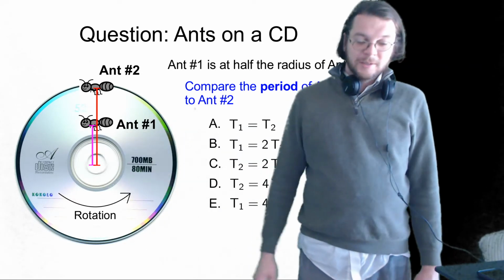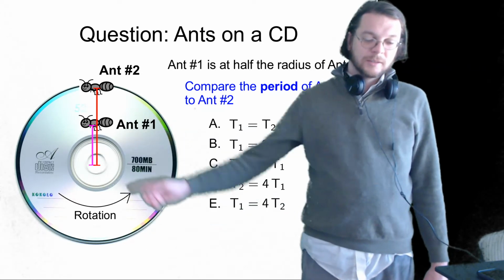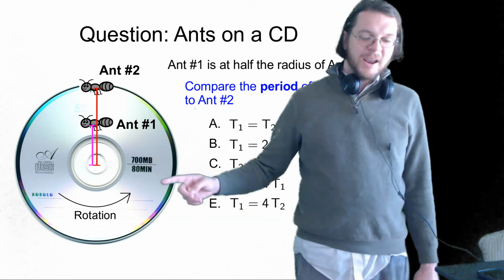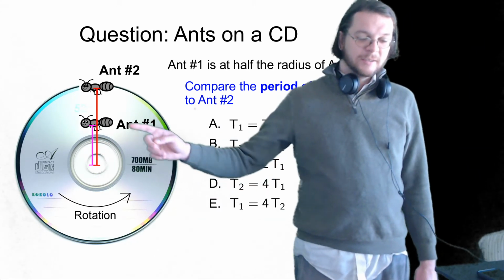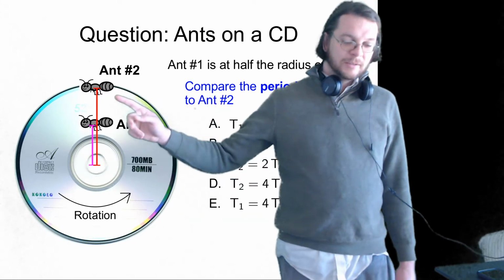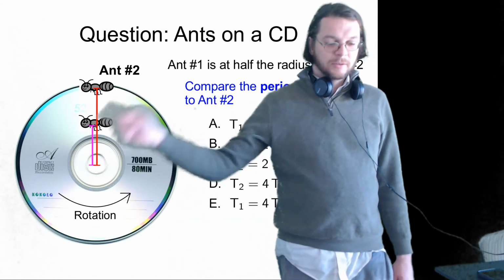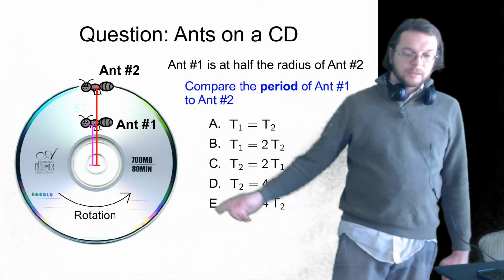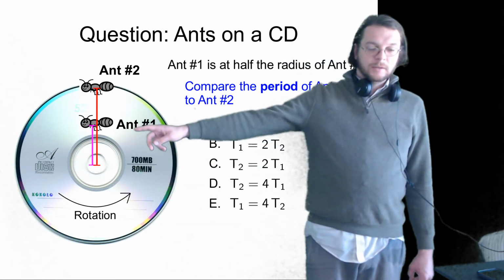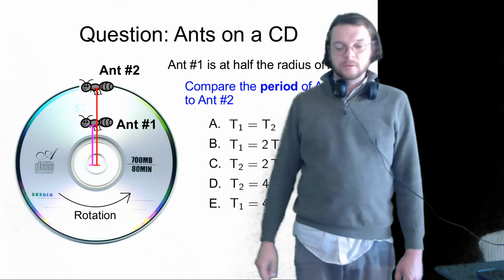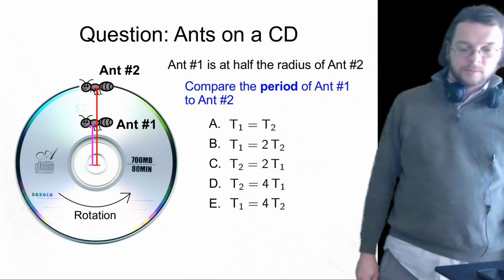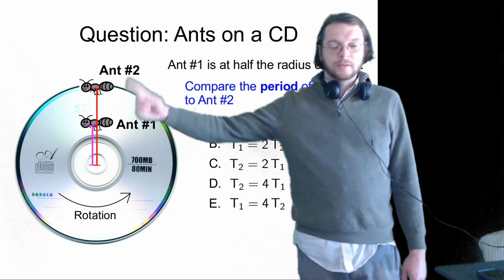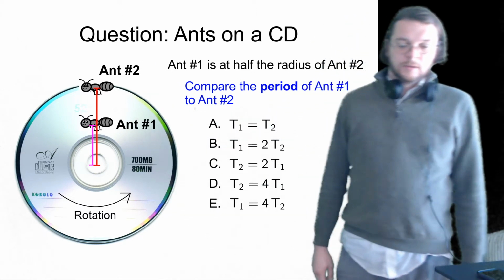Remember when people used to use CDs and DVDs and Blu-ray discs? A whopping 700 megabytes there. 80 minutes of audio. It's amazing. So let's say you have two ants on this thing and it's inside of a CD player, so the thing is spinning around, right? The question is, this ant number 1 compared to ant number 2, how do the periods compare between those ants that are just standing on the CD as the thing is rotating around?